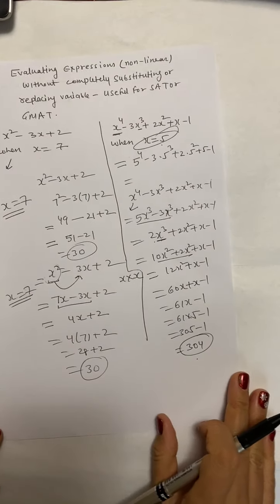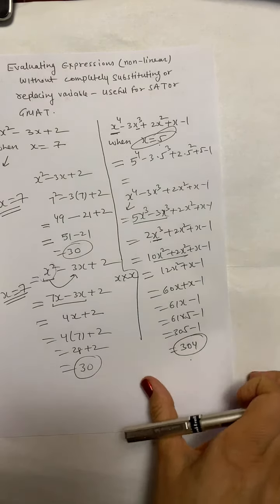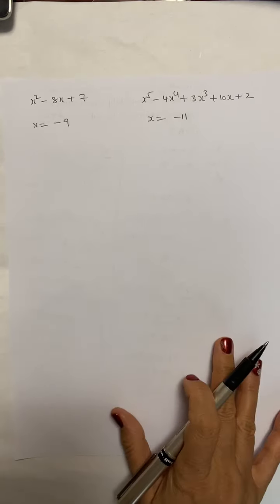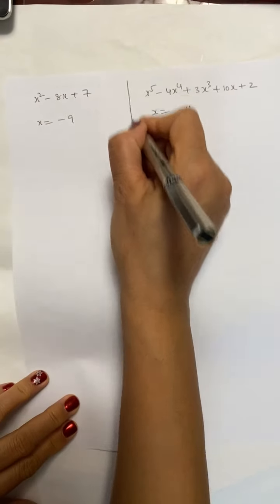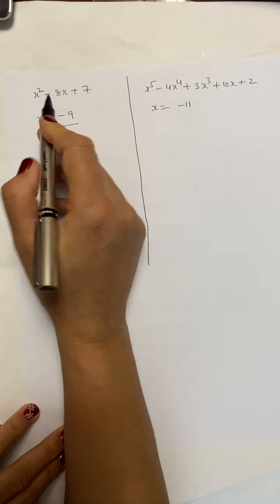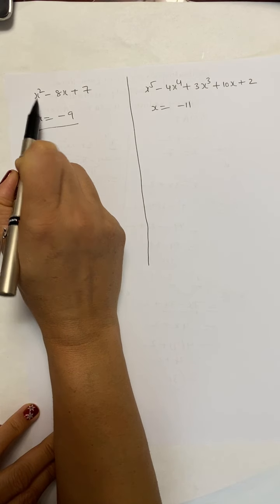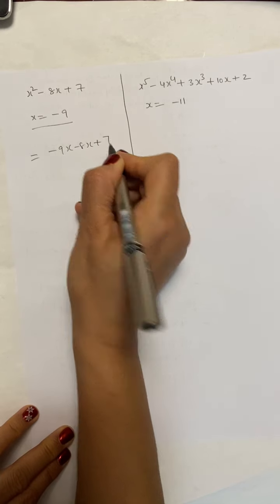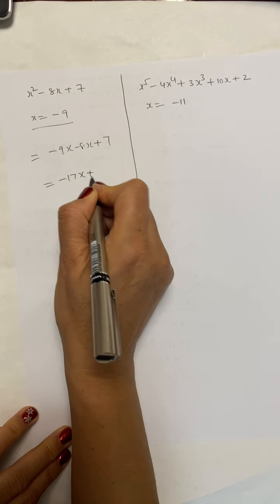as 304. So again, this trick is very useful because then you can do the question very quickly, maybe in 10 seconds. Now I'm going to do the same thing with negative numbers here. So x squared minus 8x plus 7 when x is negative 9. So I'm going to replace only one x from x squared. So that gives me negative 9x minus 8x plus 7, which is negative 17x plus 7.